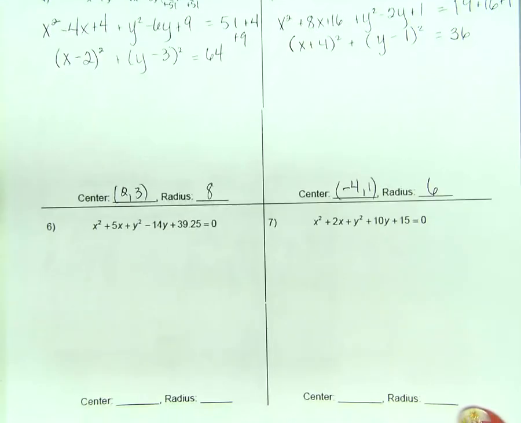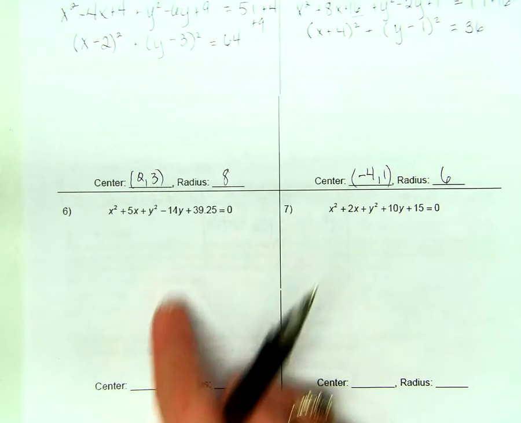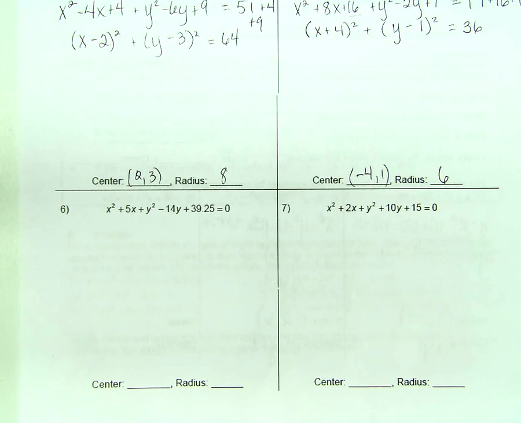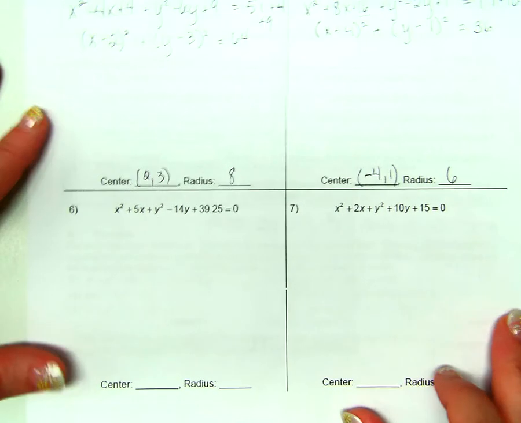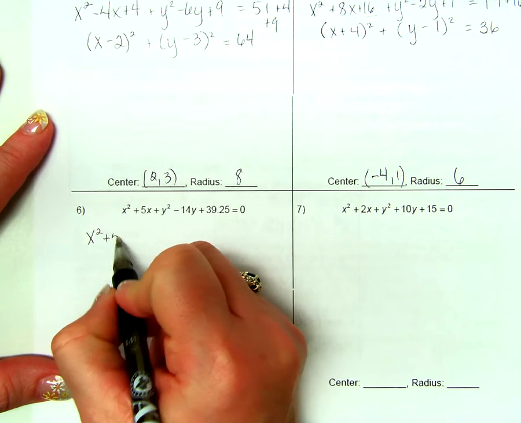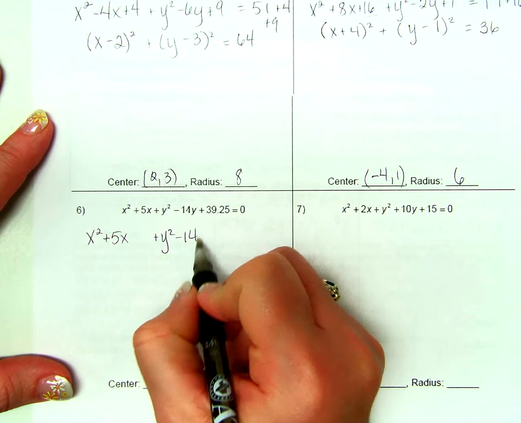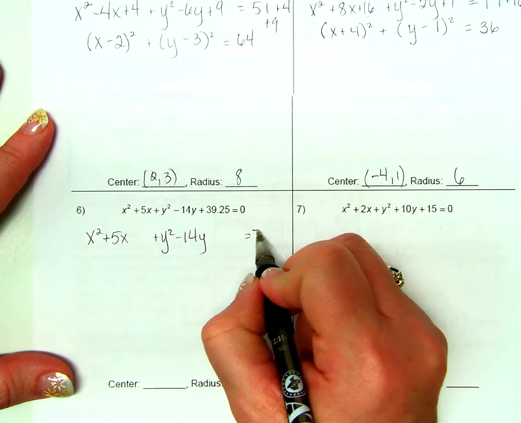Like you do 8 more? Oh, how about if we just do 1 more? Is that okay? You want to do 6 or 7? 6, okay. So what do we do first? Combine your like terms and get rid of your constant, right? This time I've got to subtract 39.25 from both sides, right?